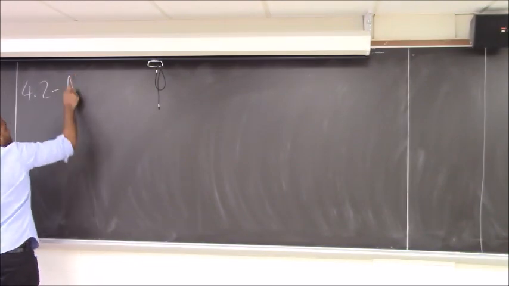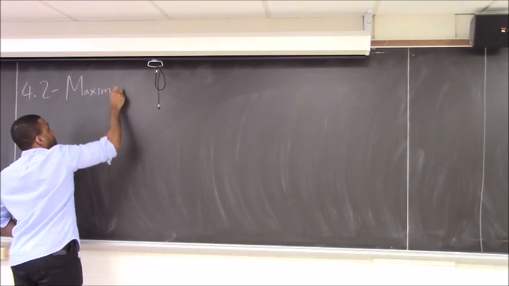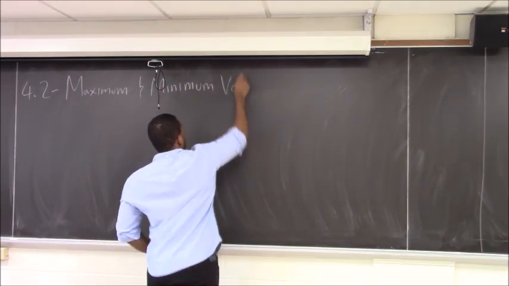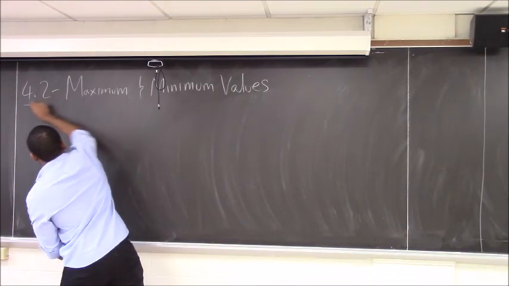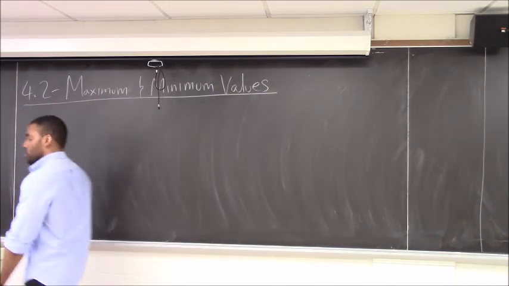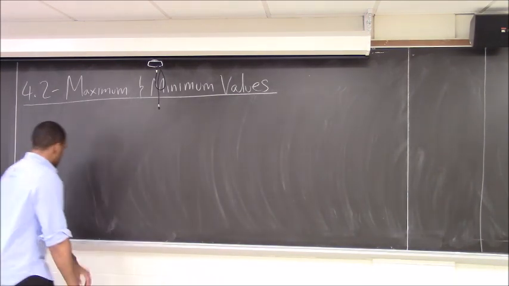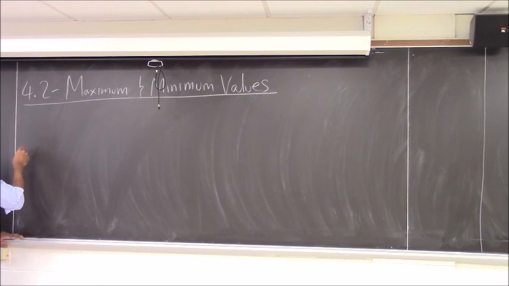Yeah, so this is 4.2. Won't complete it, but let's start. This is called maximum and minimum values. There are going to be 2 kinds of maximums and minimums we care about, 2 main categories of these things. So let's just talk about them in the definition.